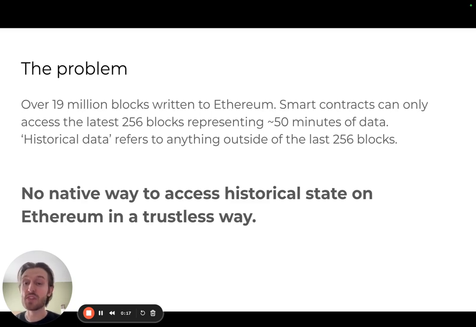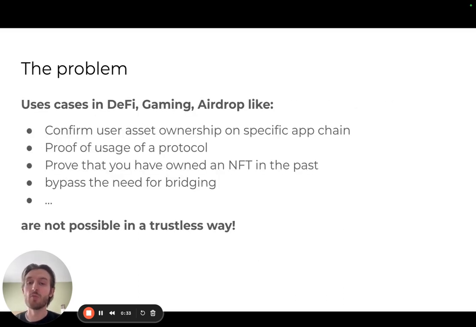The problem that we wanted to tackle is that at the moment, smart contracts can only access the latest 256 blocks, which represents a small amount of data, and there's no native way to access the historical state of Ethereum in a trustless way. And that might be a problem for some use cases like DeFi, gaming or airdrops, because you might want to confirm the ownership of a specific asset on an app chain. You might want to prove a specific usage of a protocol. You might want to do a lot of things that are not possible in a trustless way at the moment.